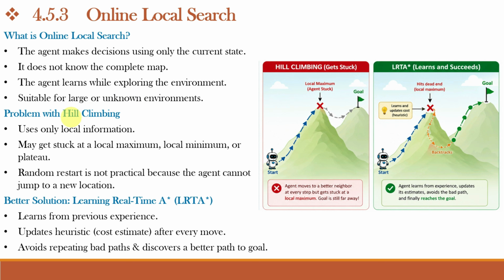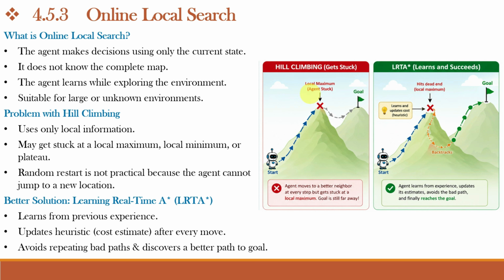A simple online local search is hill climbing. We know that hill climbing always moves towards the neighbor that looks better. Sometimes this works well, but sometimes it reaches a point where every neighboring state looks worse. This point is called the local maximum. Although the actual goal is somewhere else, the agent cannot move further.